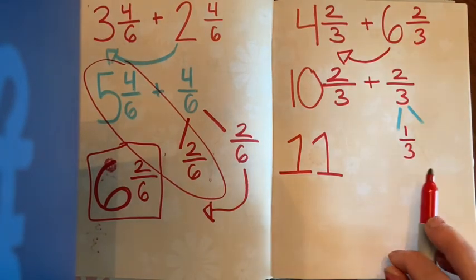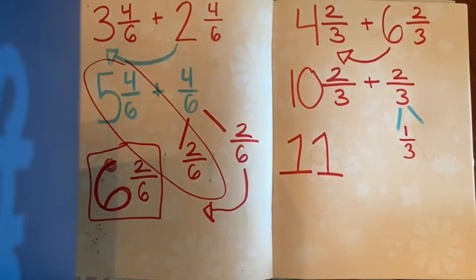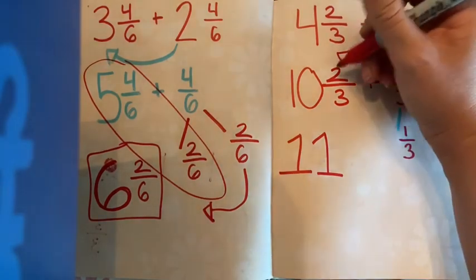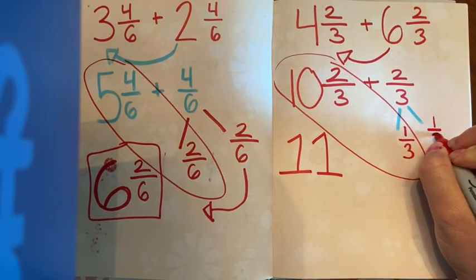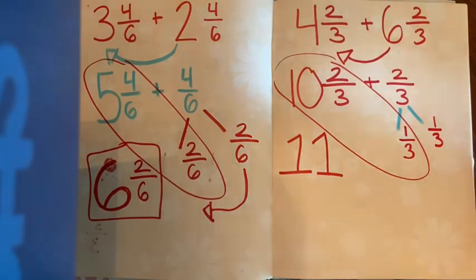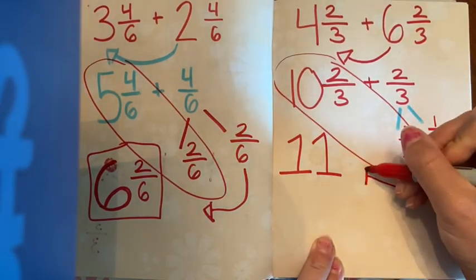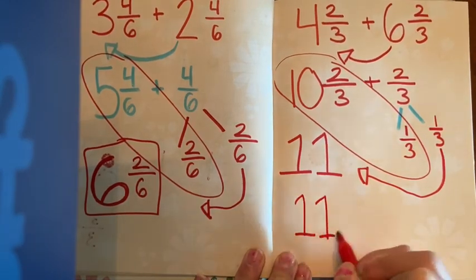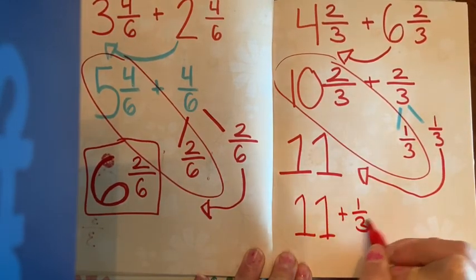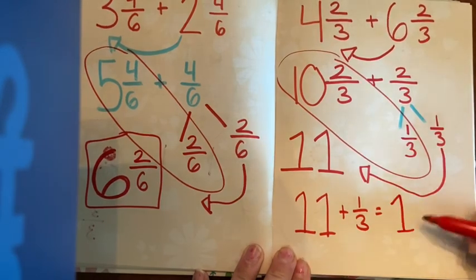After I borrow 1/3 from 2/3, I still have something left over. What do I have left over? So I'm just going to circle this because we know we're done working with this. What do I have left over after I borrow 1/3 from 2/3? Yes, I have 1/3 left over. So we're just going to take that remainder and attach it back to our whole number of 11. 11 plus 1/3 gives us the mixed number of 11 1/3.